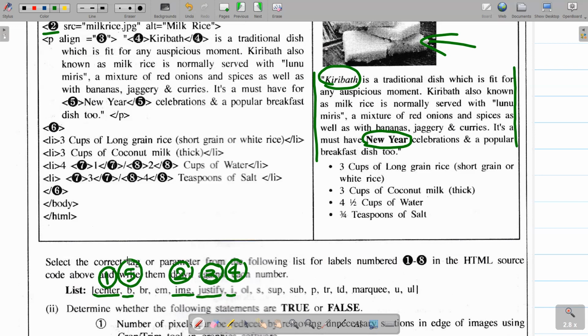Sixth, it should be a list. So we have unordered lists, that means UL, which is going to be the sixth. And in the third list item, we have this 1/2. So the seventh is going to be SUP, superscript, and the 2 is going to be SUB, subscript. So for 7 it is SUP, for 8 it is SUB. Right? Yeah, that's the way it's going to happen.